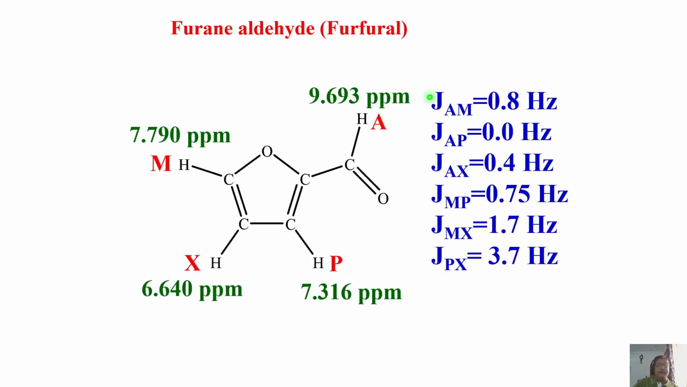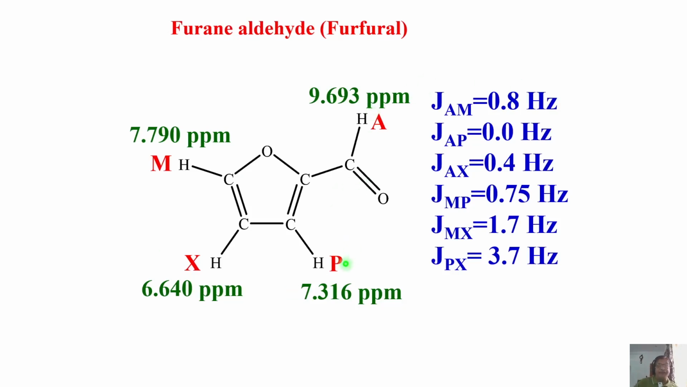You see the chemical shifts 9.6 ppm, 7.7, 6.7, all are well separated. Compared to J coupling, the maximum J coupling you get is 3.7 hertz. Look at the chemical shift separation here. Let us say 7.8 and 9.7, close to 2 ppm. 2 ppm, if you take 500 megahertz, is 1000 hertz, whereas AM coupling is 0.8 hertz. See, these are perfectly weakly coupled spin systems.